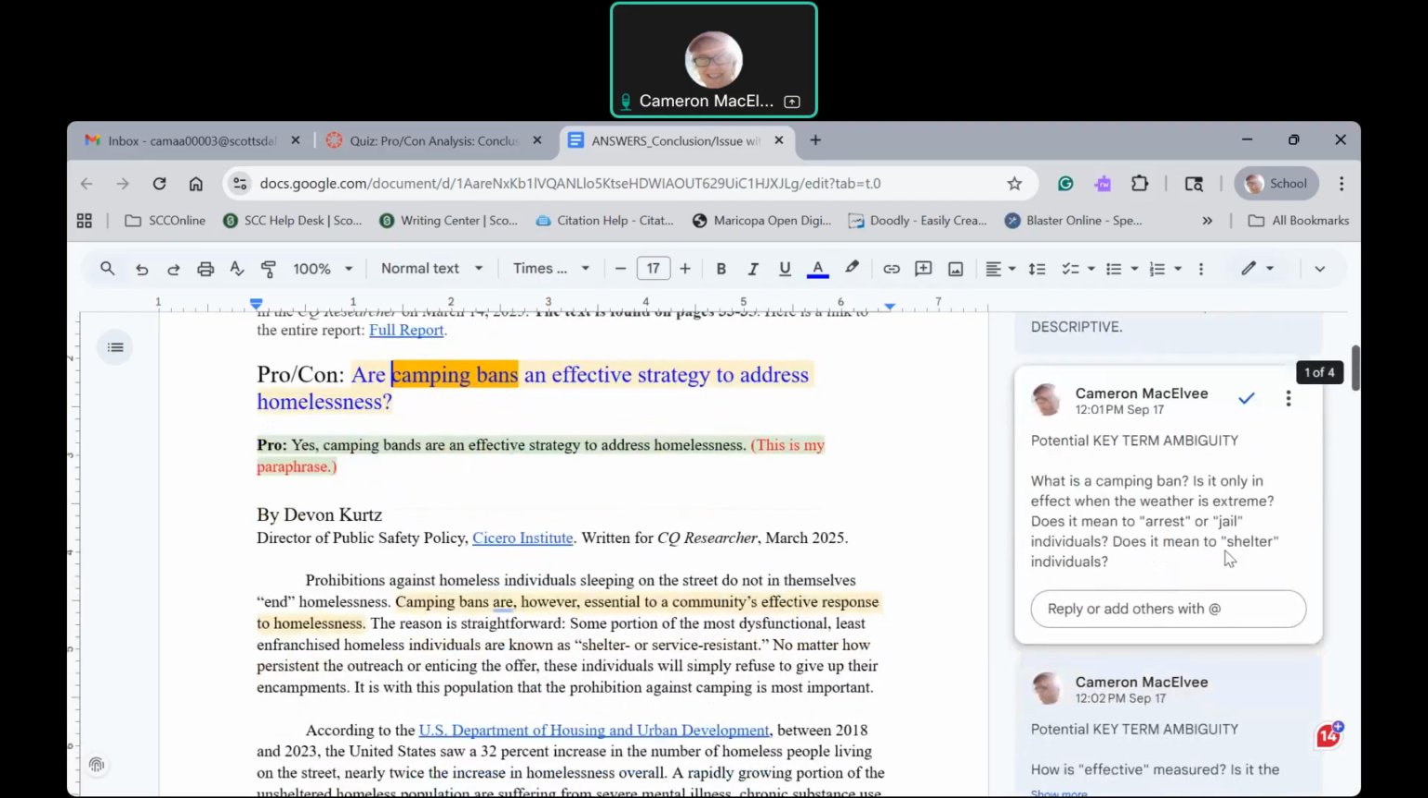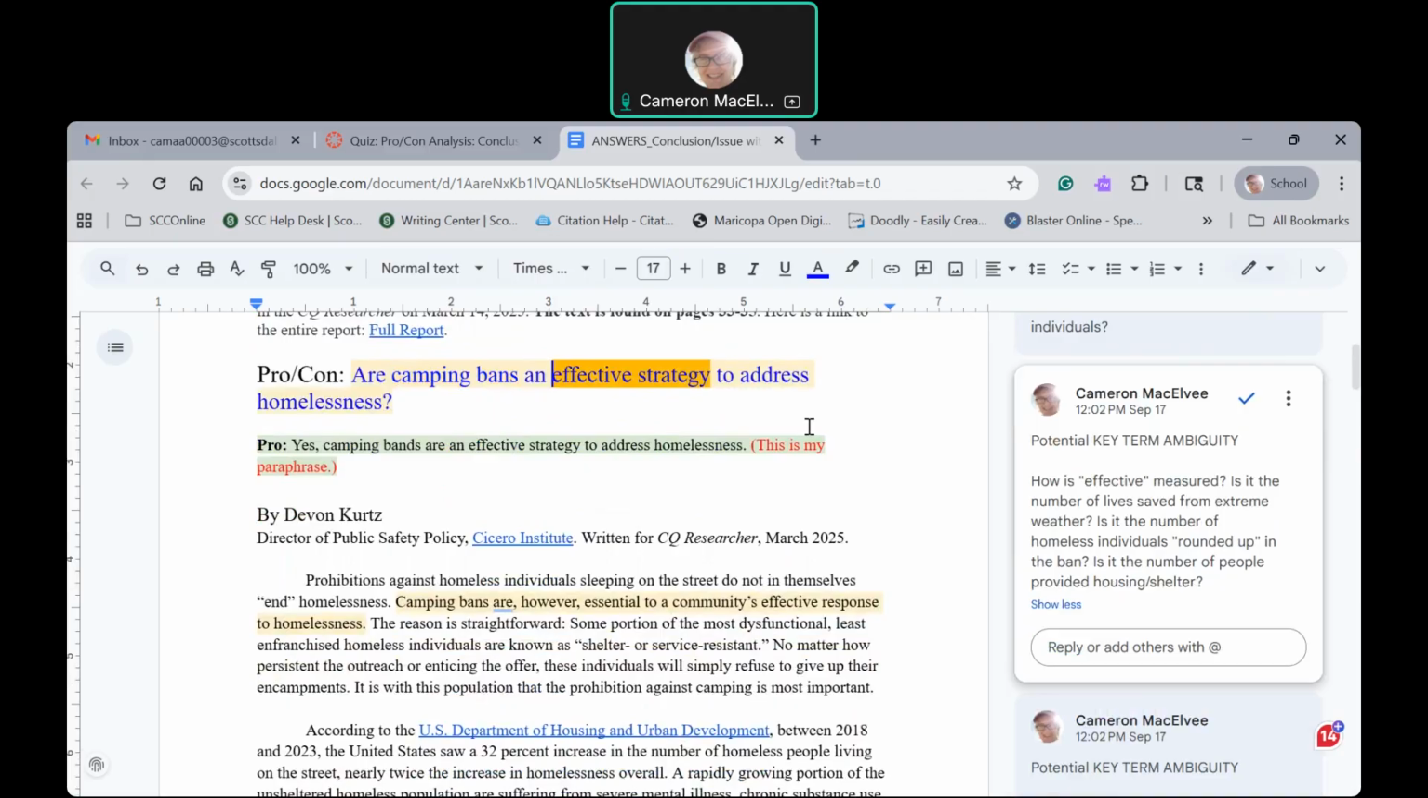The next key term ambiguity is this phrase effective strategy. So we would want to know how effectiveness is measured. Is it, for example, measured by the number of lives that could be saved from extreme weather? Is it the number of homeless individuals rounded up, whatever that means, jailed, sheltered? Is it the number of people provided housing and sheltering? So we're not sure what effective means.